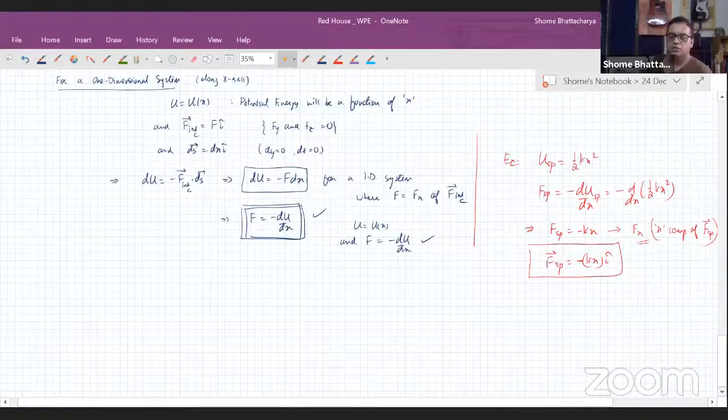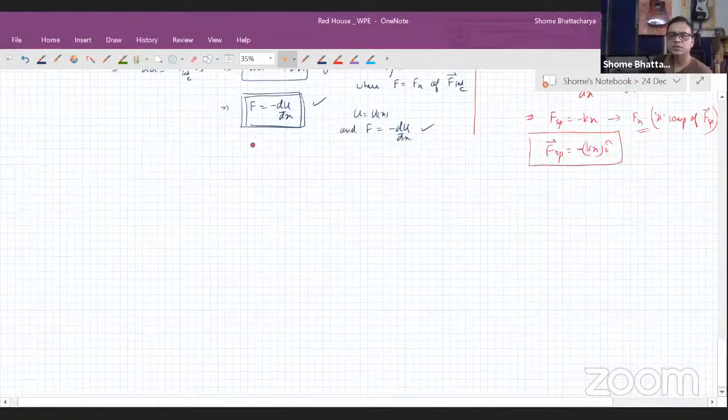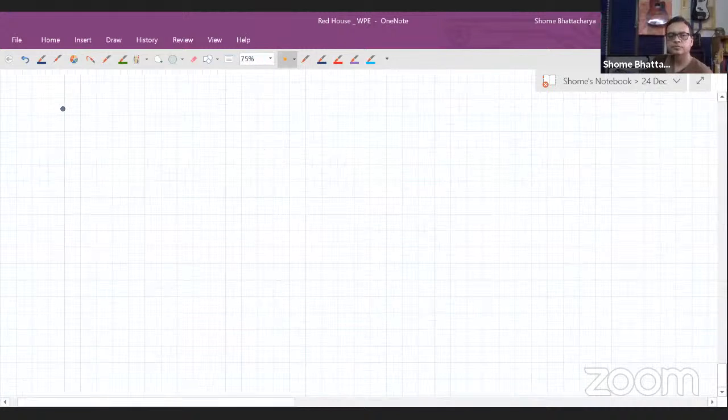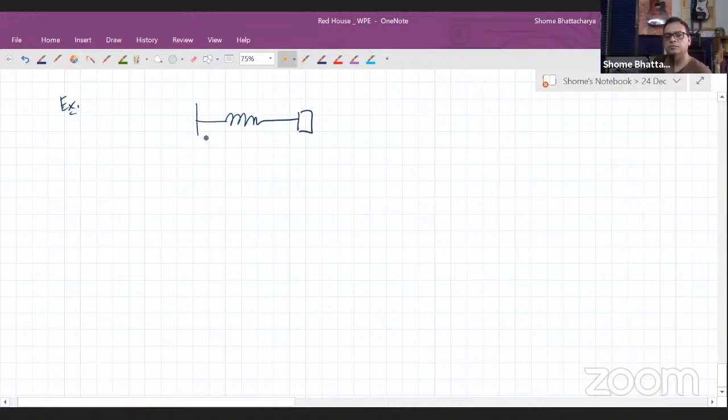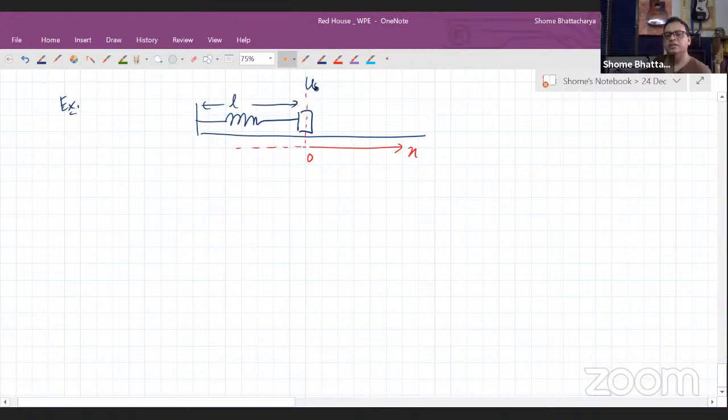So see, now suppose we are in a mass spring system like this, where we are now taking this as our x-axis. This point is our origin. So we know that here the spring is at natural length. The potential energy of the spring is 0 at x equal to 0.